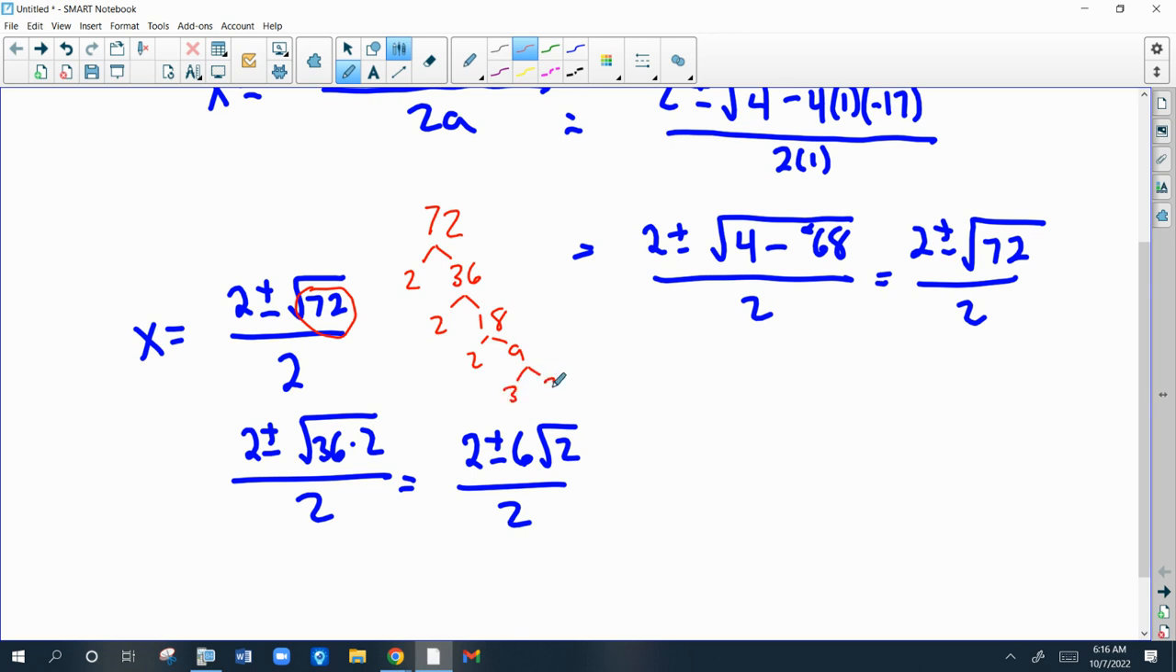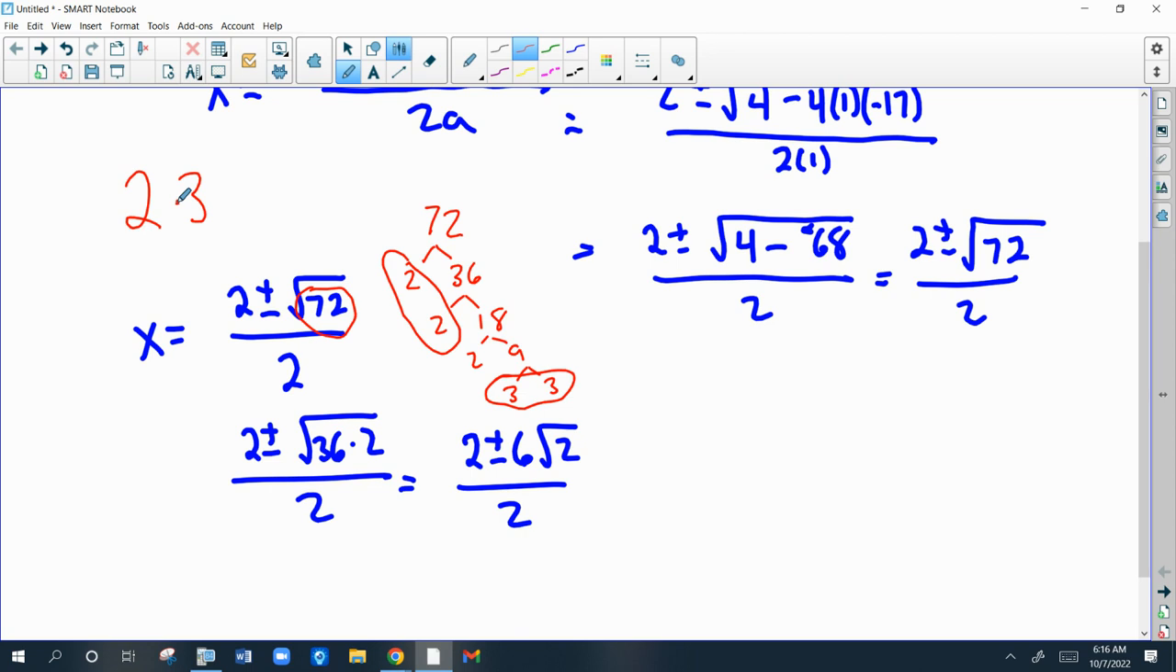So what you want to do here is circle, since it's a square root, circle all of the factors that happen twice. That's what goes on the outside of your root. So I circle a pair of 2's, and I circle a pair of 3's. So only include one of those.